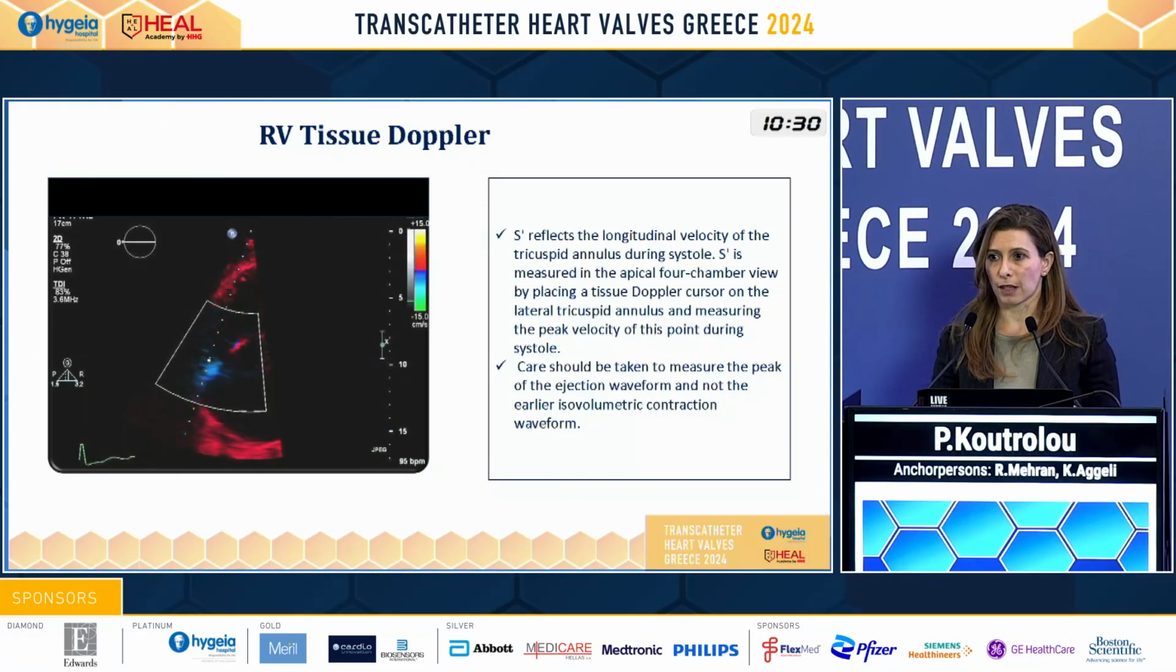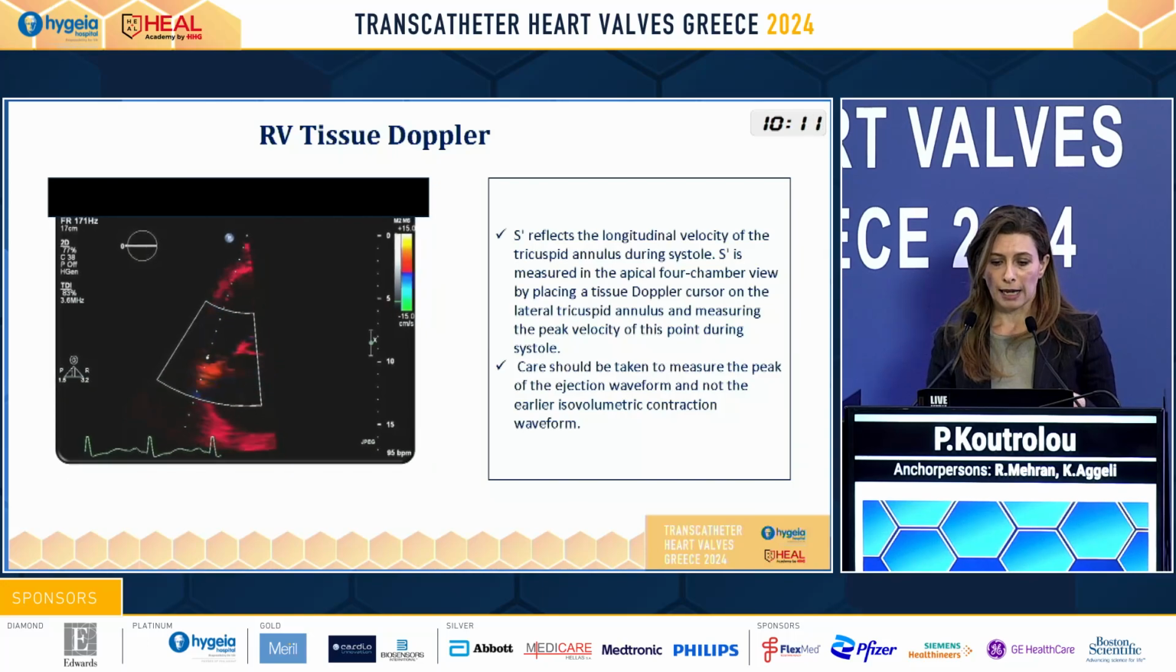The next measurement that we use in echocardiography in order to assess the right ventricle is the tissue Doppler. Via the tissue Doppler, we again evaluate the longitudinal movement of the RV, but now not the distance, but the velocity with which the tricuspid annulus moves up and down during systole.